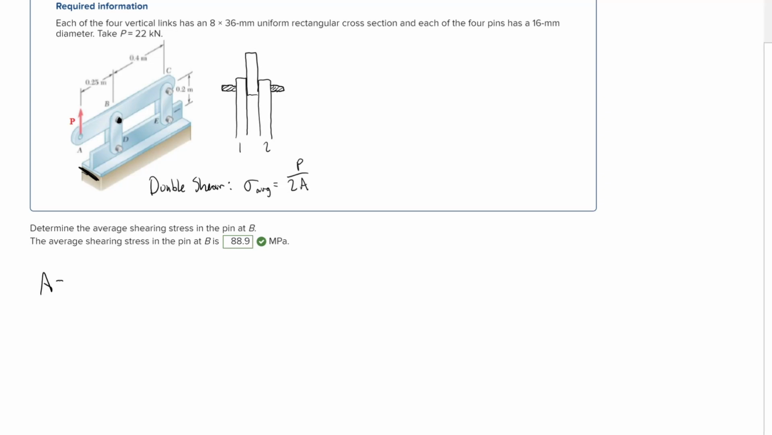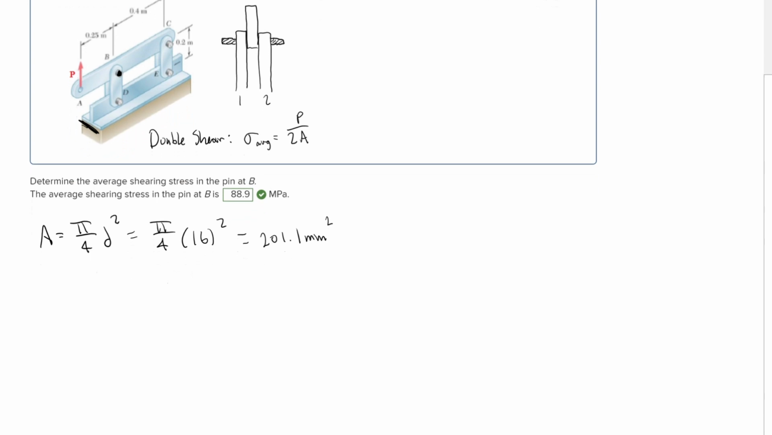And so to do that, our formula is going to be pi over 4 times the diameter of the pin squared. And they give us the diameter up here, which is 16 millimeters. So pi over 4 times 16 squared, which is equal to 201.1 millimeters squared. And so now we need to find the force that's going through this pin, which is, we're going to actually need to draw a free body diagram in order to find this force.